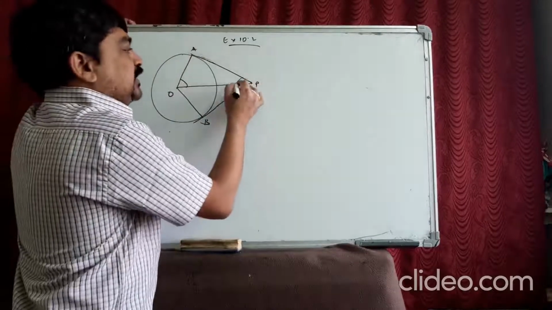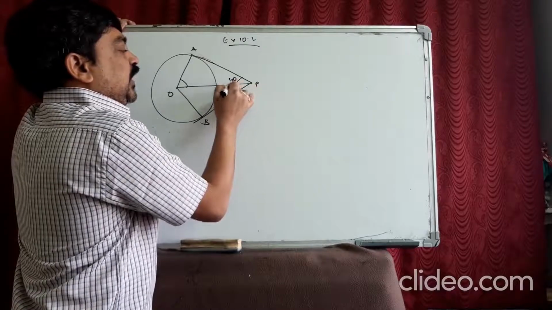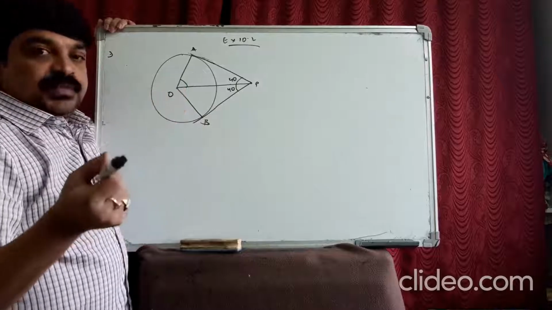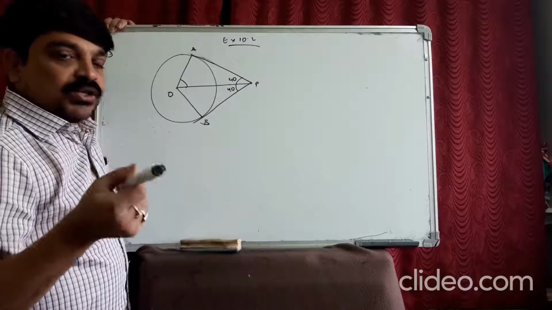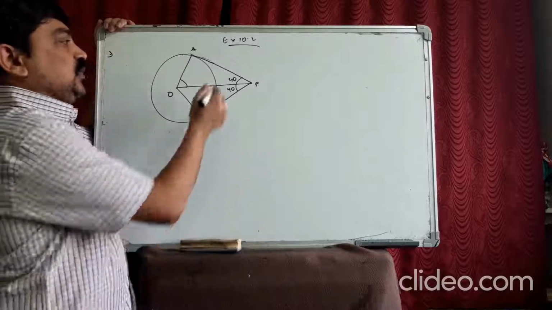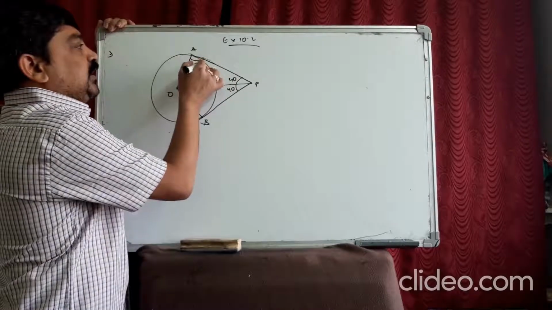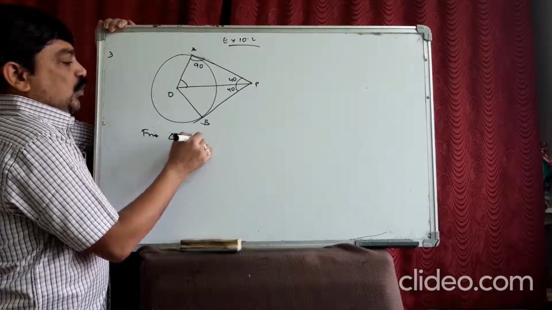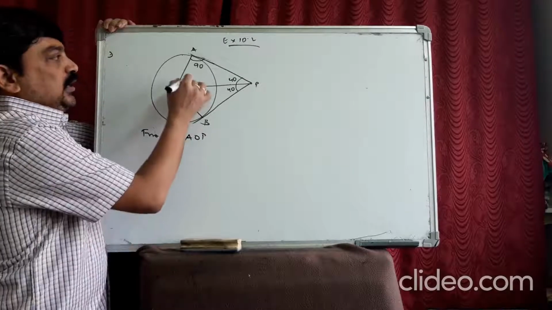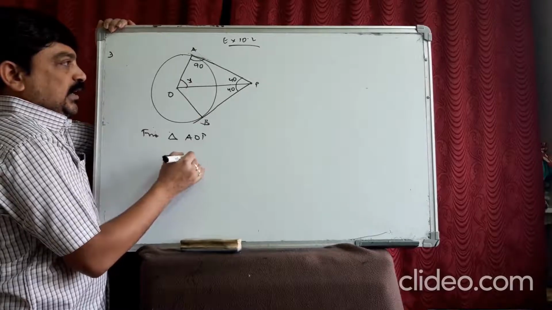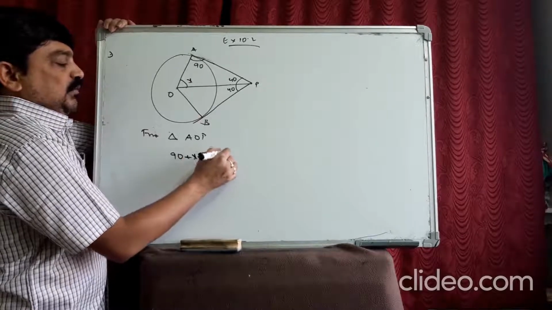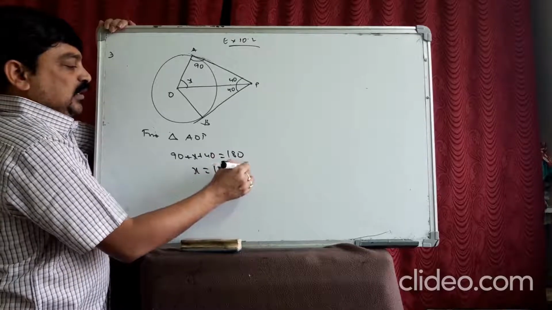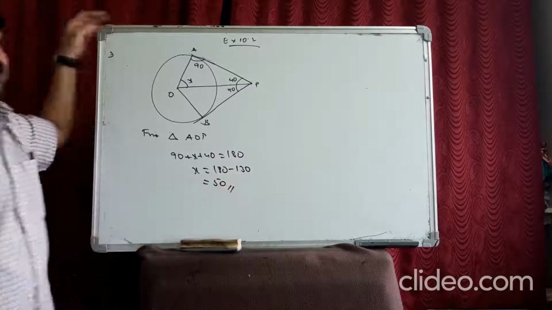See, if the whole angle is 80, it will be 40 and it will be 40, because we proved that these two triangles are congruent according to the RHS property. So this is 40 and this is 40, and we know this is 90. So from triangle AOP, let us take this as x. 90 plus x plus 40 will be equal to 180. So x will be 180 minus 130, this will be 50.